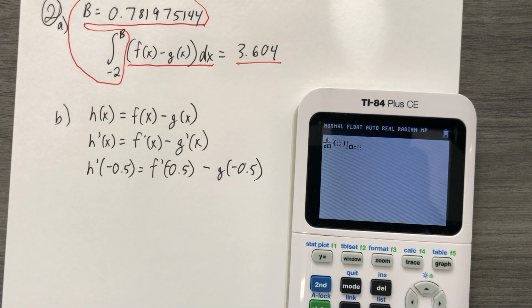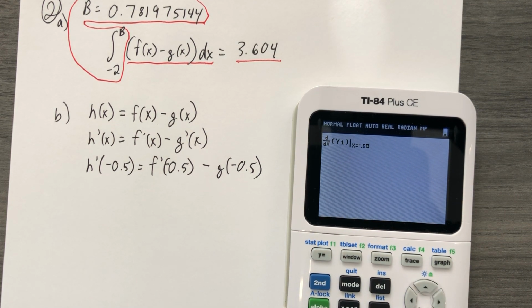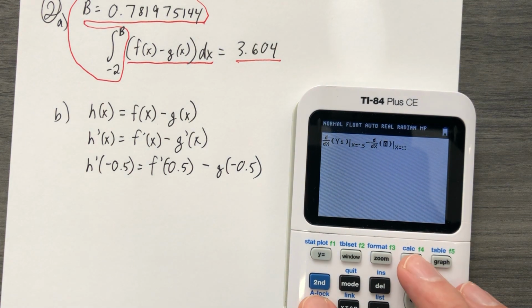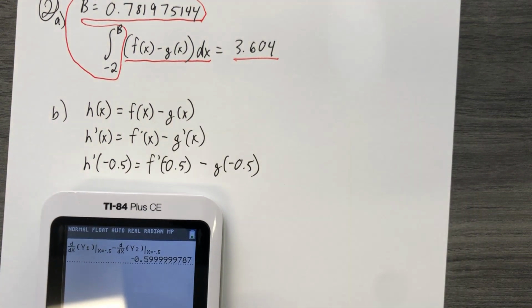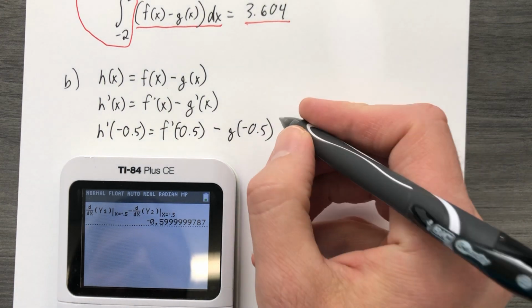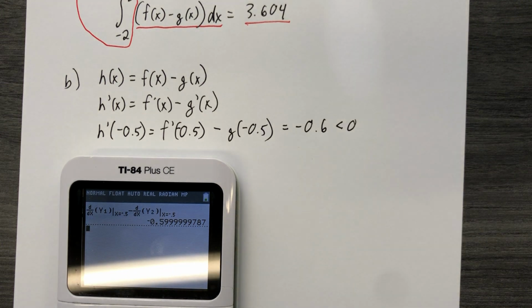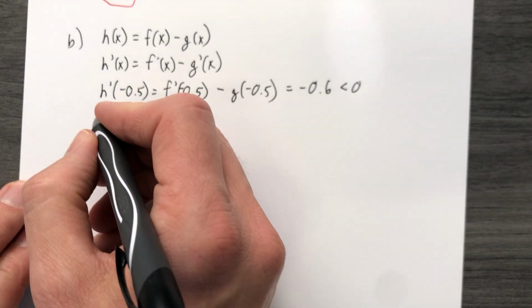Math 8 in deriv. The derivative with respect to x of y1 at a specific value minus the derivative with respect to x of y2 at a specific value. And I got -0.6. That is good to know. All right, that -0.6, clearly we can round that, is indeed negative, right? Because it's -0.6. And for that reason, we know that this is decreasing. So here goes.